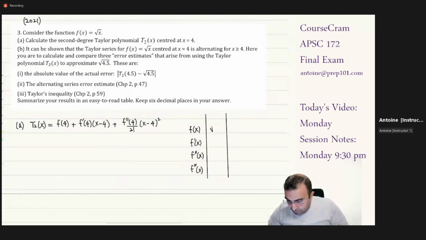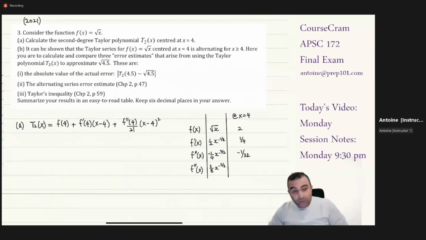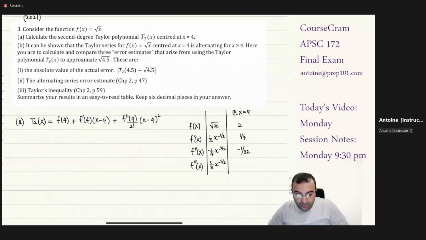f of x is equal to root x. f prime is 1/2 x to the minus 1/2. This is minus 1/4 x to the minus 3/2. And this is 3 over 8 x to the minus 5/2. Great. At x equals 4, this is 2, this is 1 over 4, this is minus 1 over 32. And this one we don't need because it's just going to be in an interval.